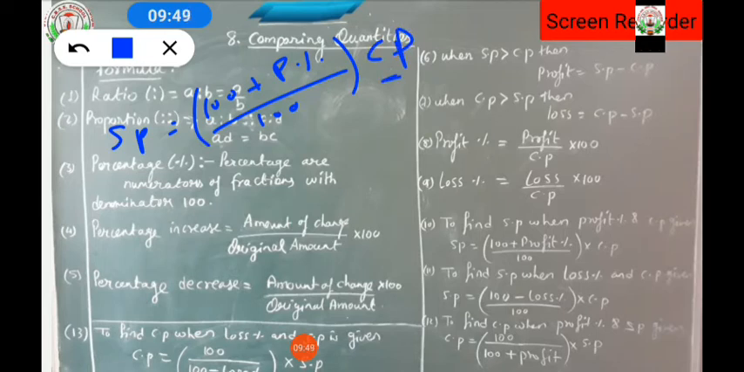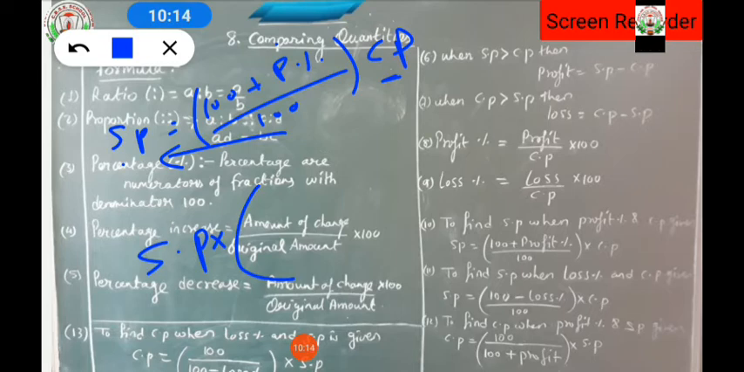Now we want the formula of CP when profit percent and SP are given. For that, what you are going to do is SP into 100, this 100 will be cross multiplied, so it will become into 100.